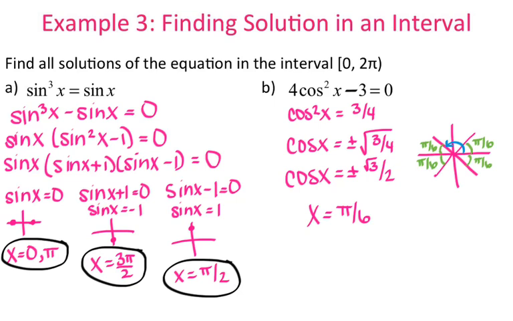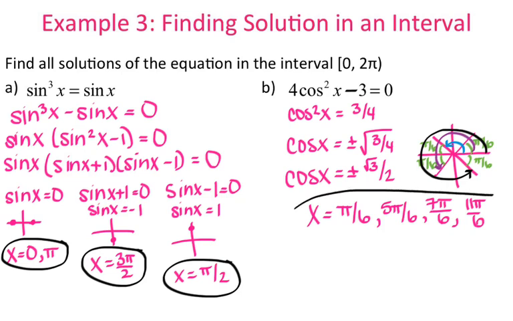is 5 pi over 6. My third angle that I'm drawing in purple is 7 pi over 6 because it's pi over 6 past pi. And my last angle is this one all the way around in black, and that is 11 pi over 6. And those 4 angle measurements make up your solution.